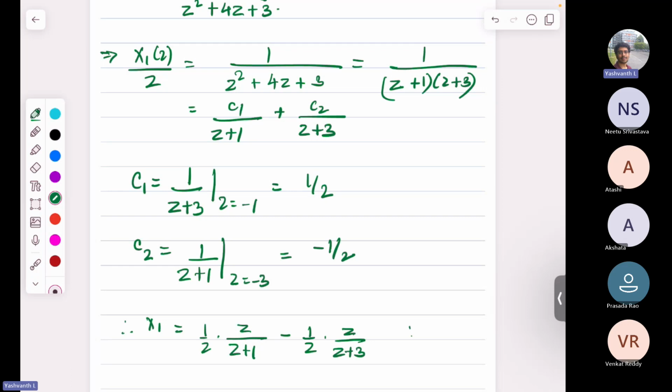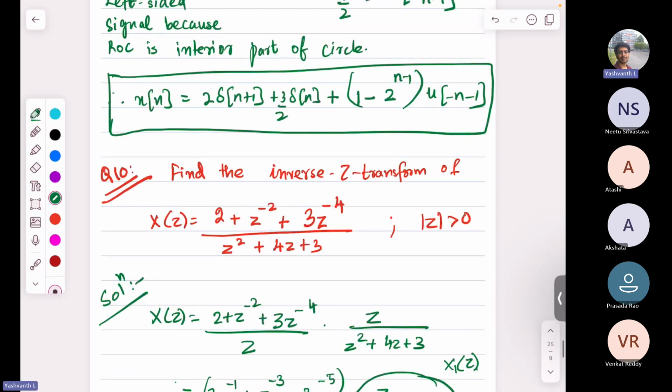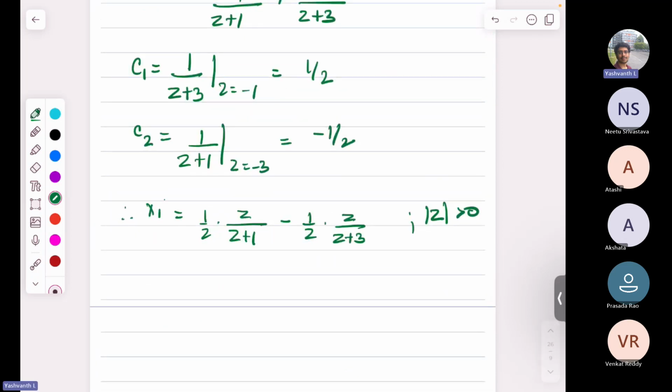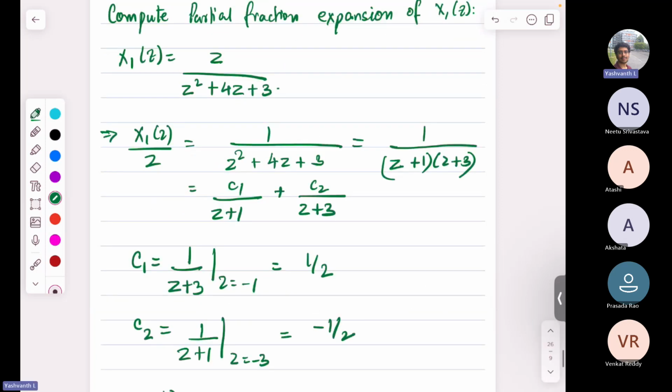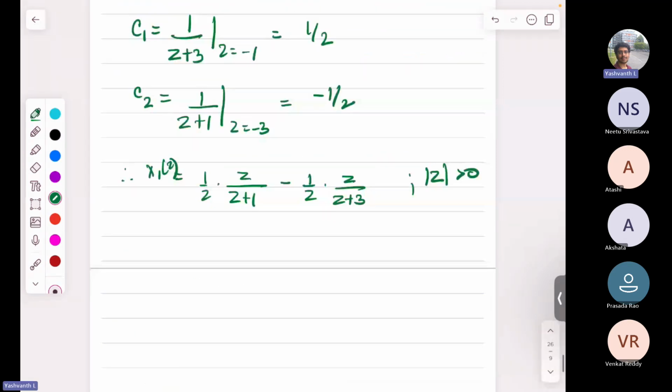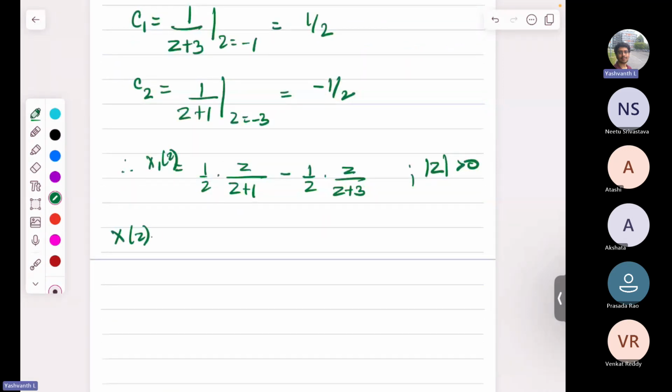Again, it's given in the question that mod z is greater than 0. Now, this is X1 of z. Now it will become clear what is the use of splitting this into two fractions. So what did I do? I did X of z equal to (2z inverse plus z power minus 3 plus 3z power minus 5) into X1 of z.